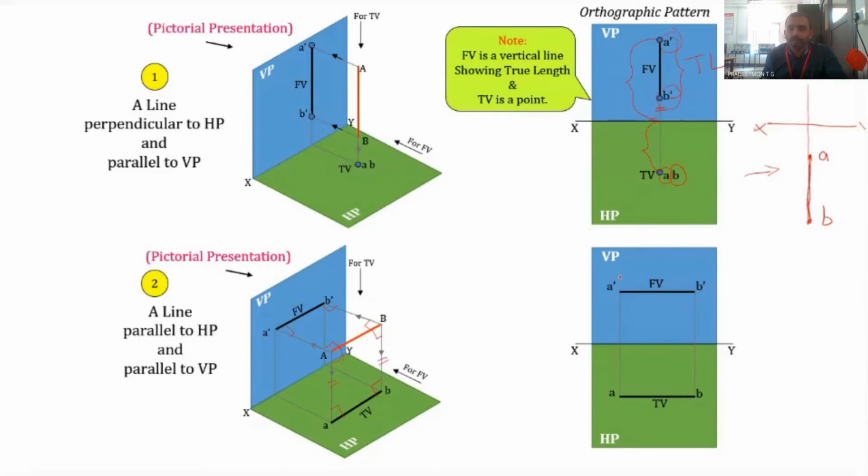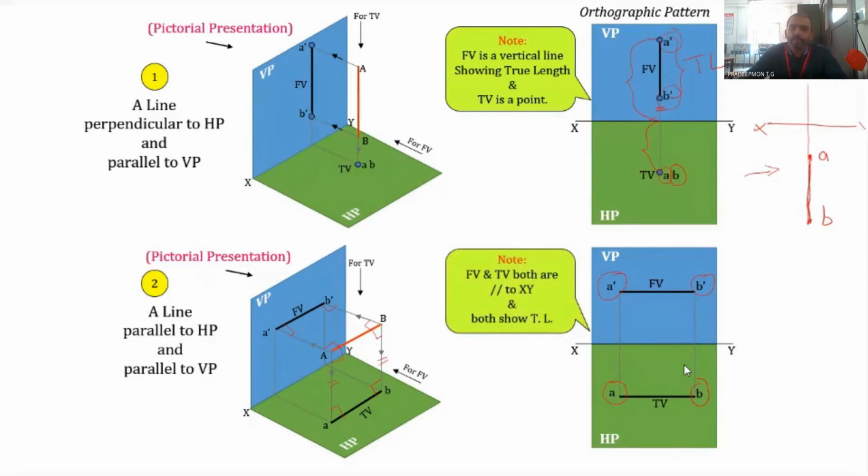See here also, the point A dash as well as A is on the same perpendicular line to XY, the same line which is perpendicular to the XY line, or in the same projector line. The points B dash as well as B are on the same projectors. So you should keep in mind that the two projections, the front view as well as the top view of a point, will always be on the same projector.